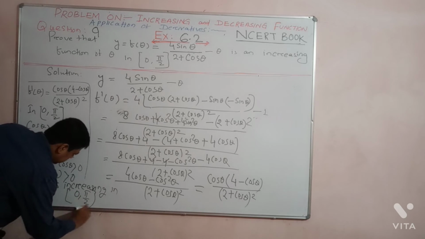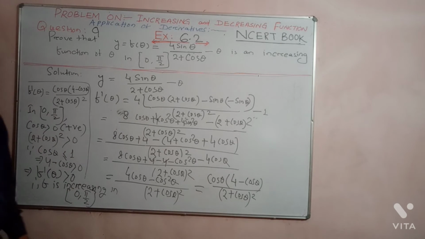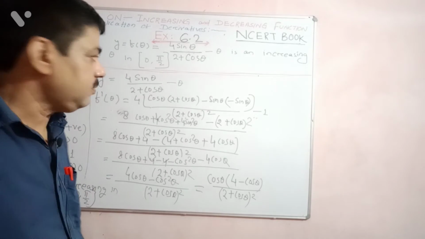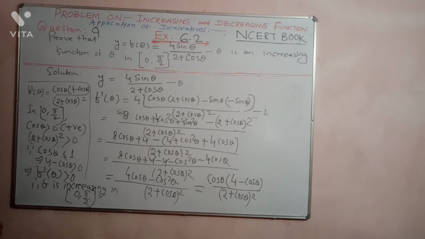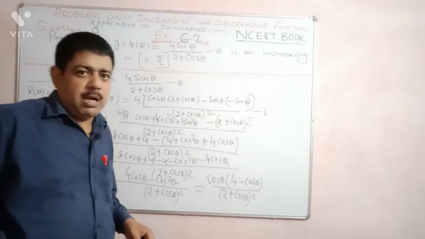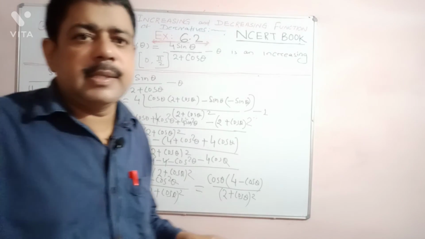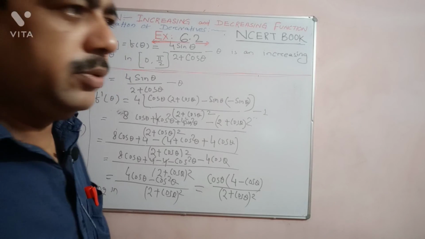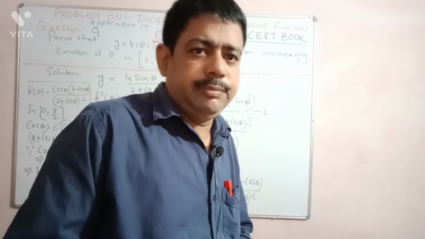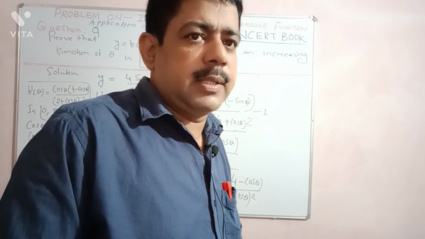Is it clear? Okay, understand? So this is how we get that the function is an increasing function in the given closed interval 0 to pi by 2. Okay, thank you. Let us see and practice it.